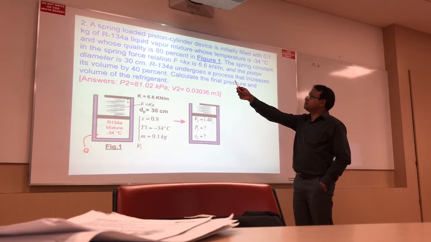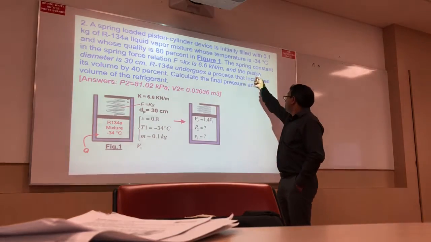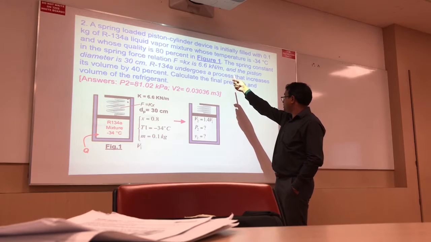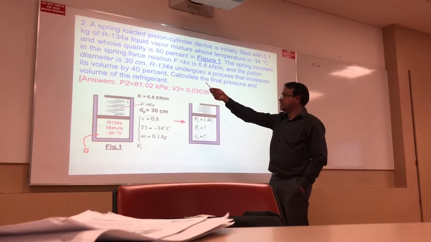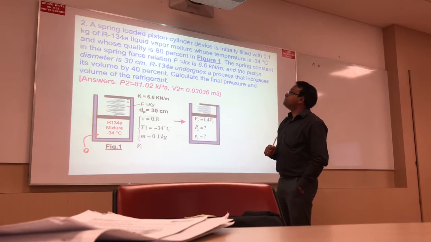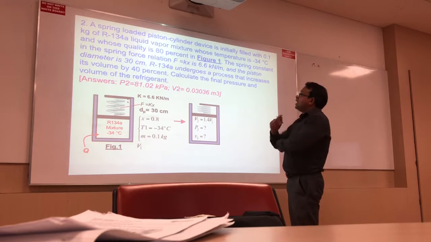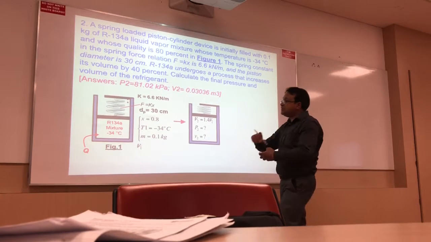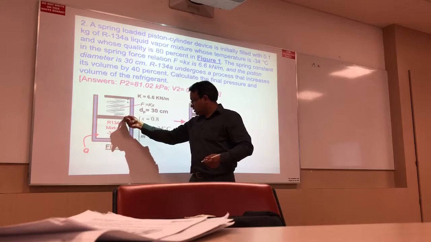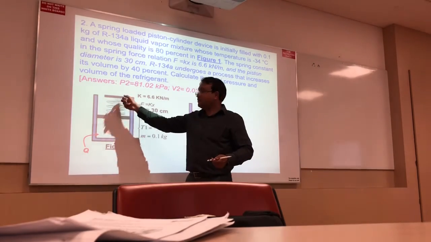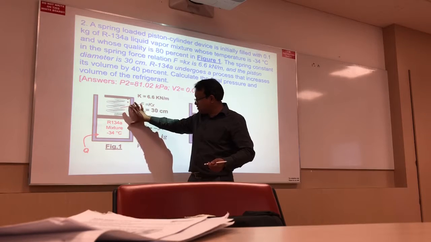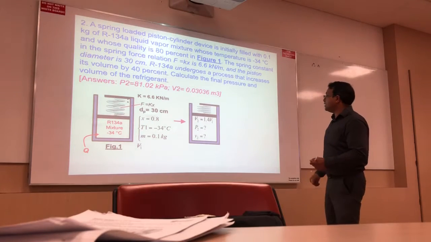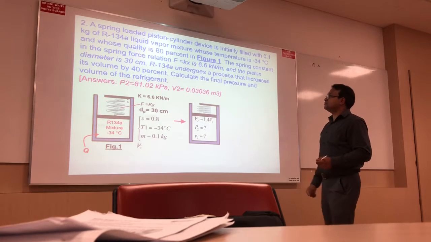So now the spring constant, oh, this is the concept I am coming to. The spring constant in the spring force relation is given, which is 6.6 kilonewton per meter, and the piston diameter is 30 centimeter. From here to here is 30 centimeter. Okay, and R134A undergoes a process that increases the volume by 40%. That means if you apply heat to the system, it is moving up, right? Moving up. And the final volume is 40% more than the initial volume. This is the question. Calculate the final pressure and volume of the refrigerant. So the answer is given, right?